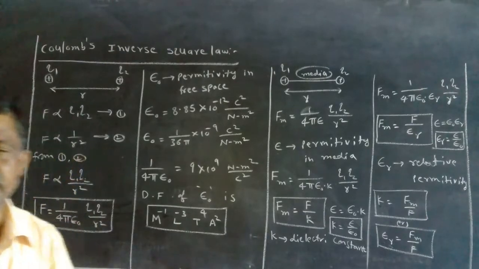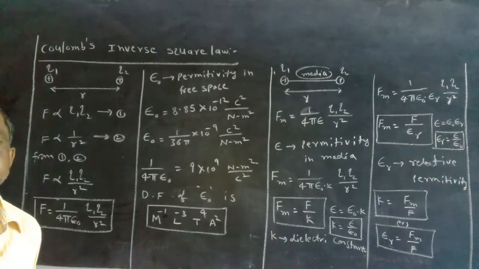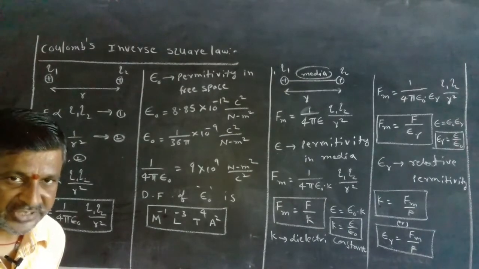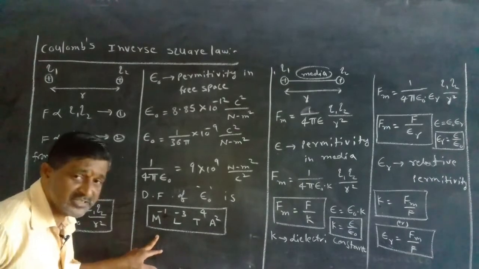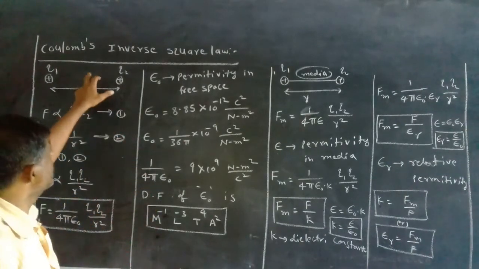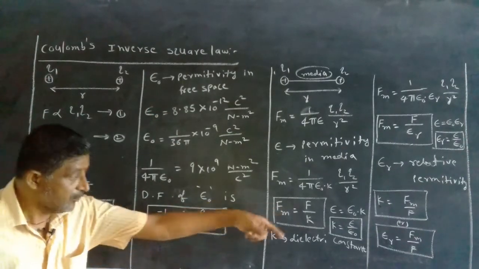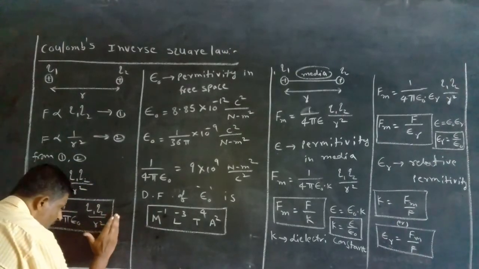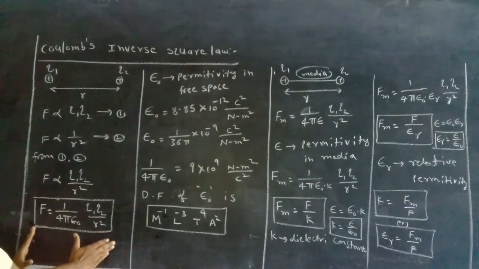We studied this type of question in first year in the gravitation chapter. Newton's universal gravitational constant capital G also has a negative mass dimension. Here also the mass dimension is negative, which means some relation exists between Coulomb's law and Newton's law, which we will discuss after completing this topic. This is Coulomb's inverse square law when free space is present.